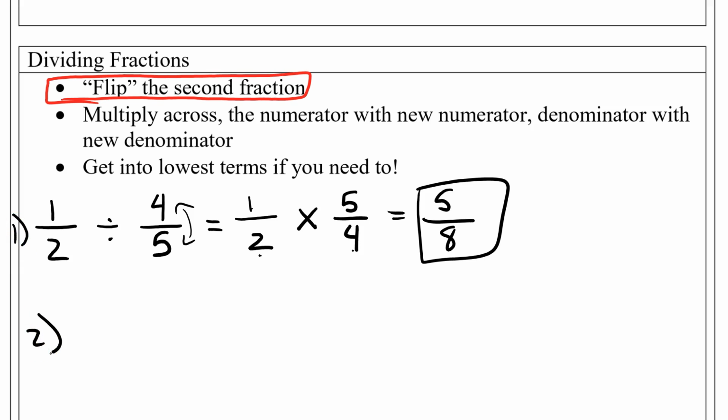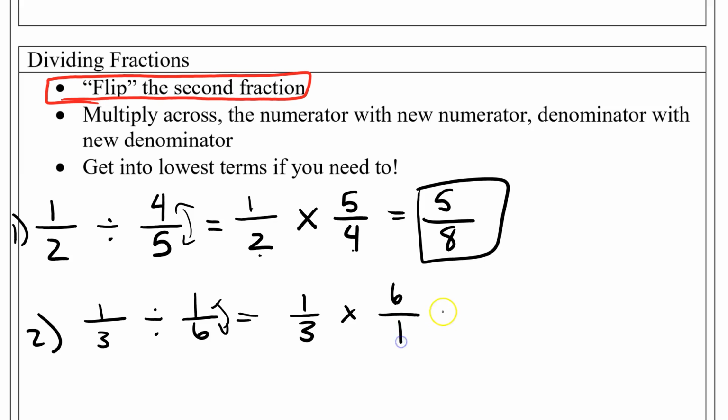Example number 2. 1/3 divided by 1/6. What we need to first do is flip the second fraction. So 1/3 times 6 over 1. 1 times 6 is 6. 3 times 1 is 3. Now this is kind of an easier one. 6 divided by 3 is simply 2. That's it in lowest terms.